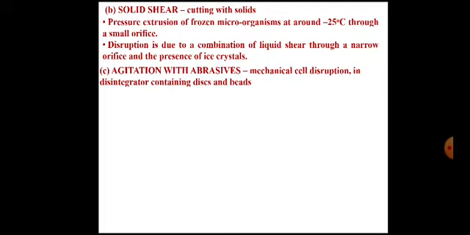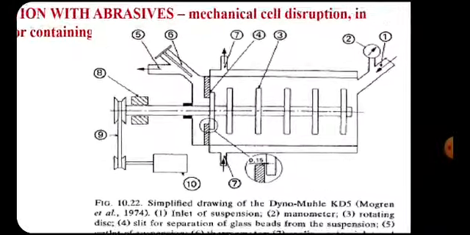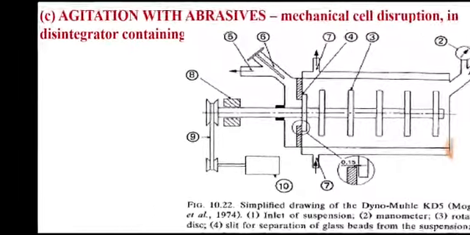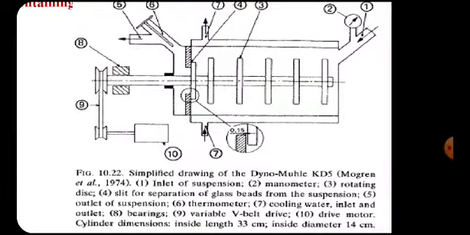Another method is agitation with abrasives. Abrasive is the material that is going to cause damage to the cell wall and cell membrane. This is a type of mechanical cell disruption in a disintegrator containing discs and beads. This is the design of that mechanical cell disintegrator. We can see the design. It is labeled by numbers 1 2 3 4 5. Let us see what the components are.